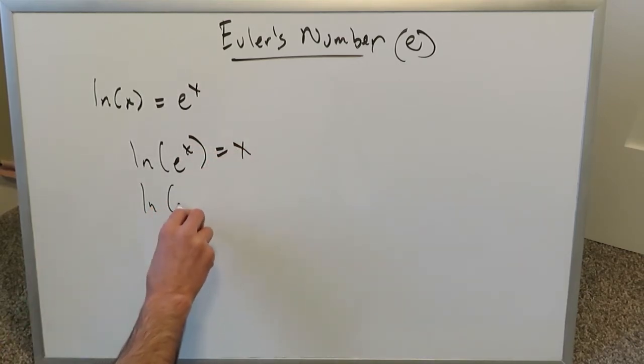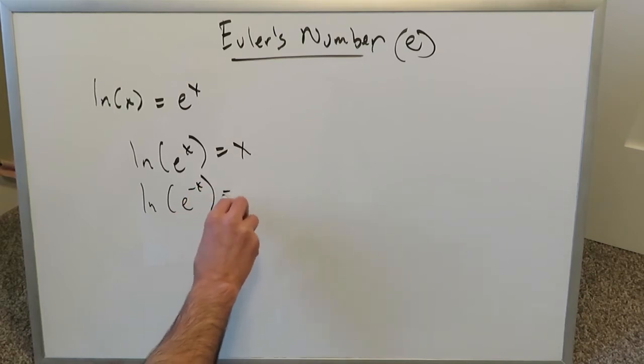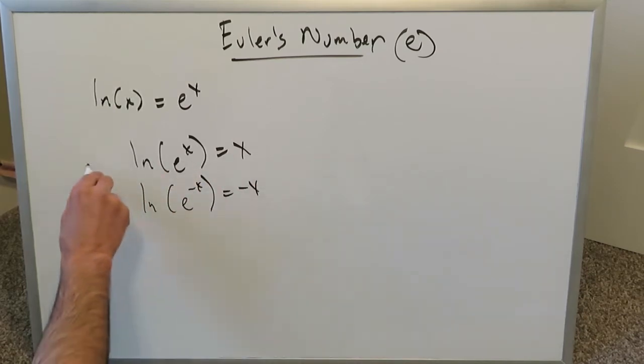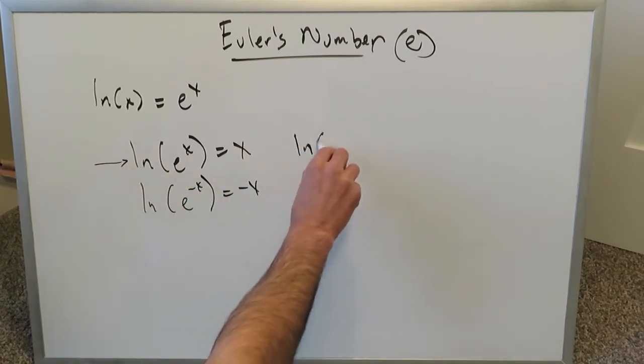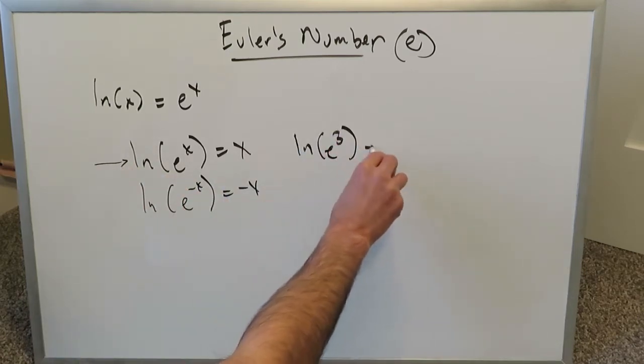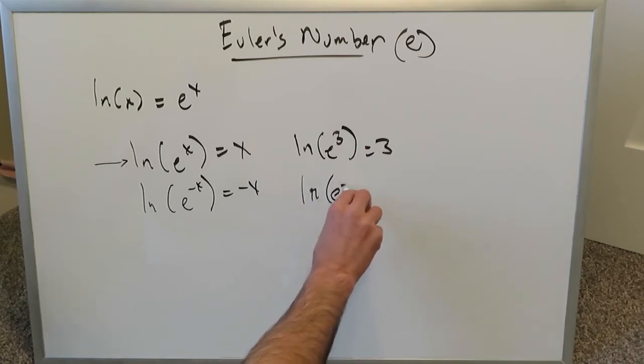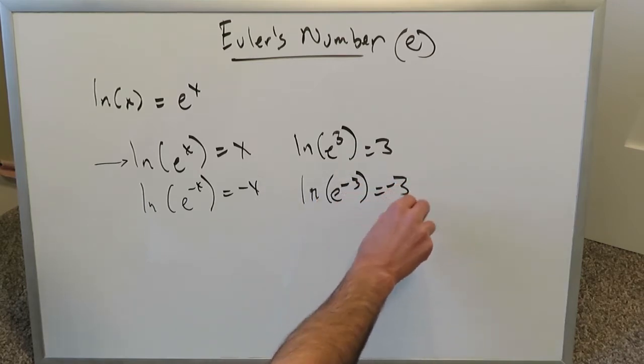Likewise, anytime you see natural log e to the minus x, it'll always equal minus x. For example, natural log e cubed will equal 3. And how about natural log e to the minus 3? You'll get minus 3.